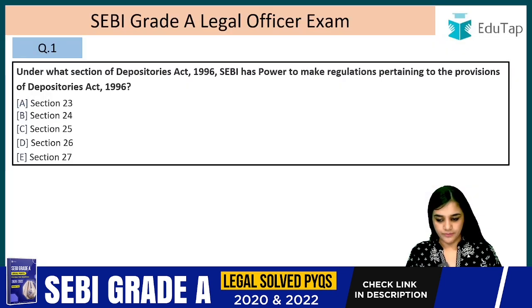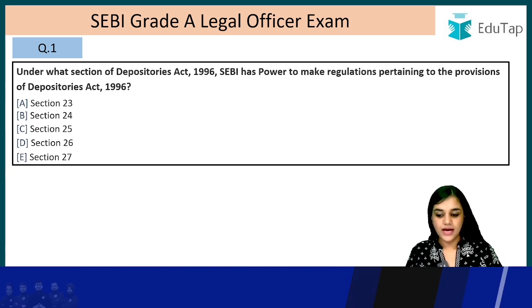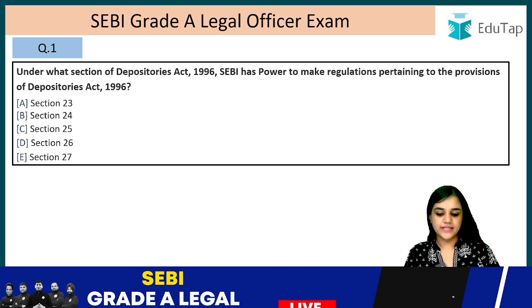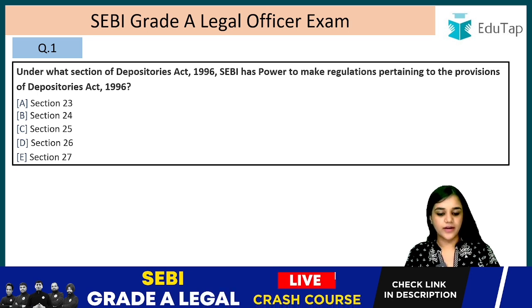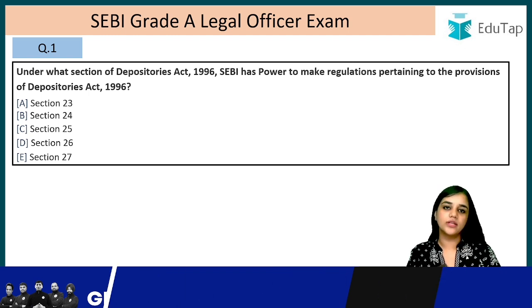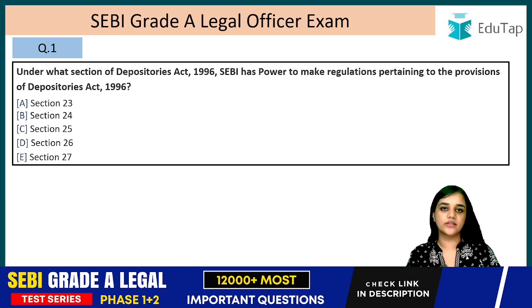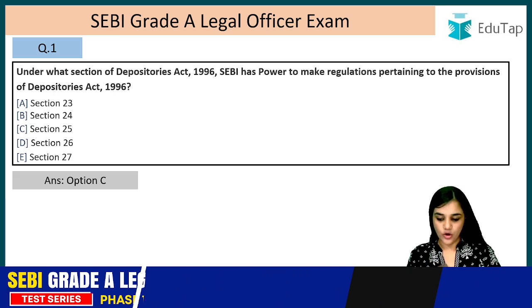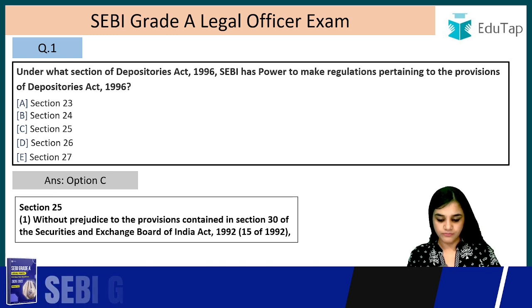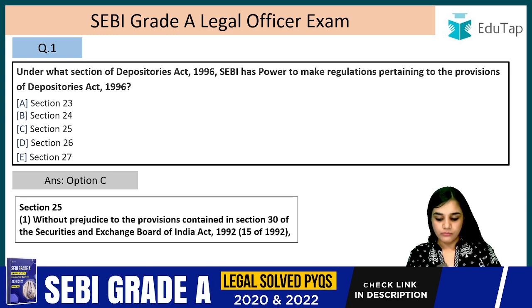Question number 1. Under what section of the Depositories Act 1996 does SEBI have the power to make regulations pertaining to the provisions of the Act? So which section deals with it? Is it section number 25? Option C, section 25. Let's read the section.